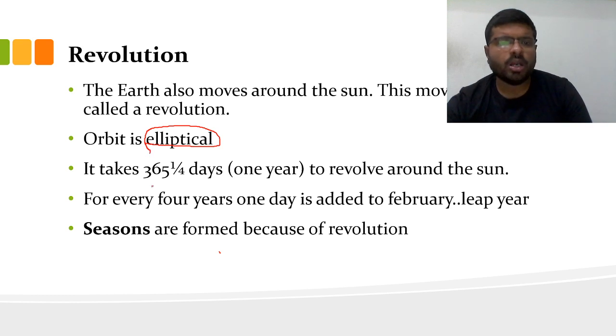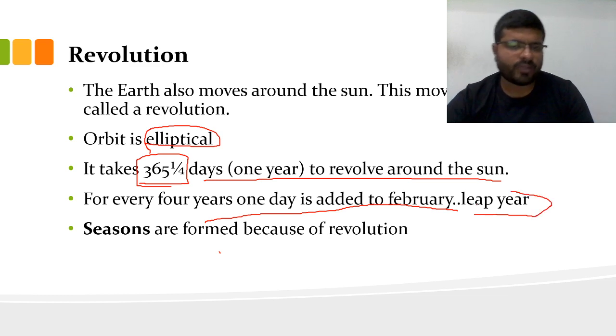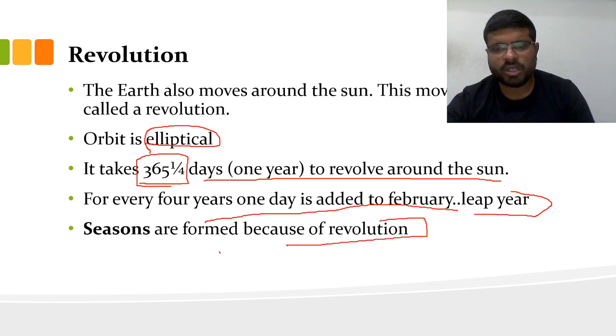It is elliptical. How many days does it take for a revolution? It takes 365 and 1/4th days to revolve around the sun. Then for every 4 years, 1 day is added to February. That is why it is called a leap year. So 1/4 into 4. Then seasons. So what is happening? Seasons are formed because of revolution.